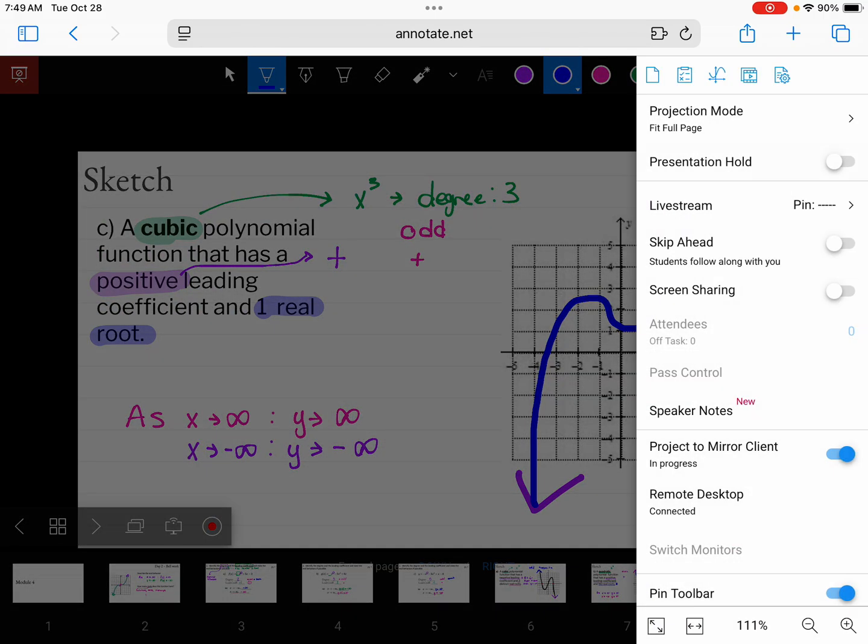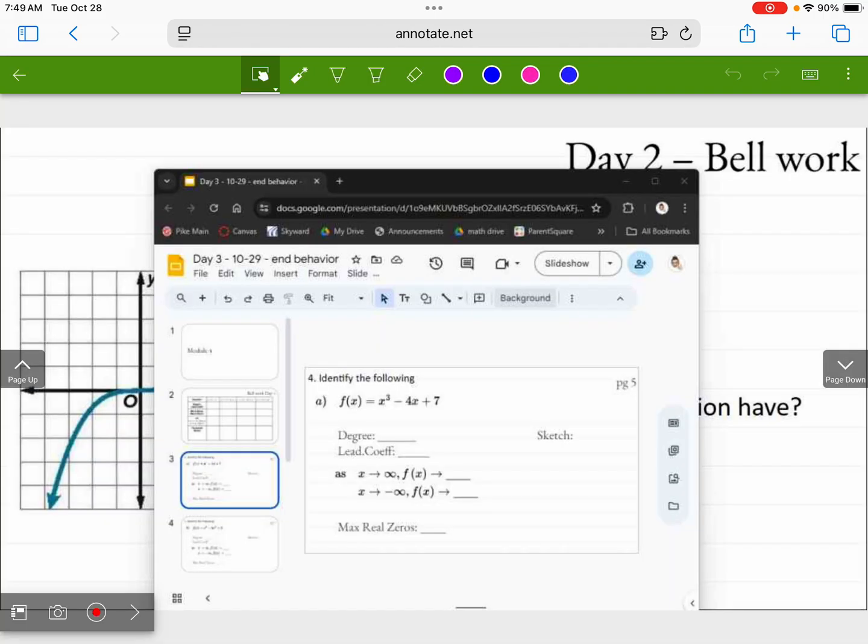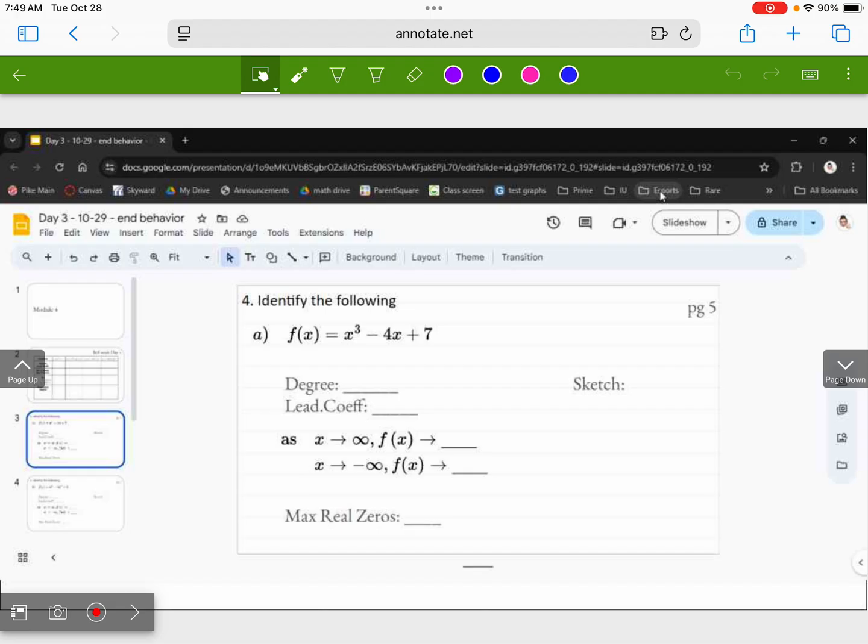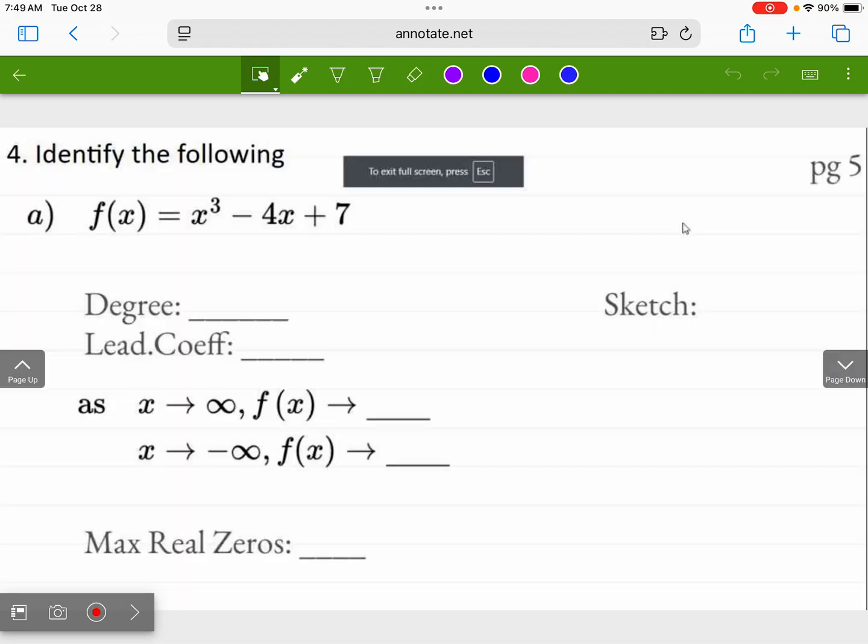And give me 1 second. There we go. I want to do this one real quick. So on the very next page, we're going to do the first one, and then we'll do the rest of them tomorrow.